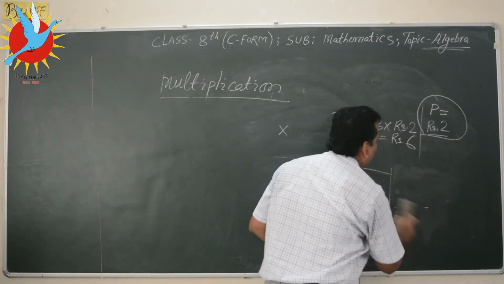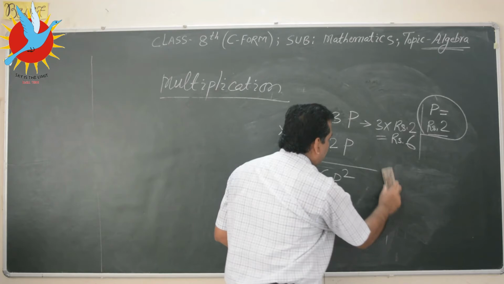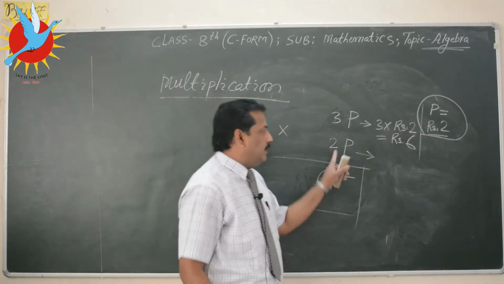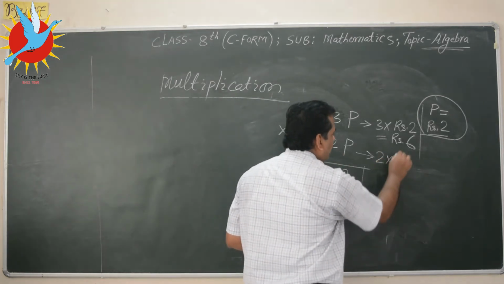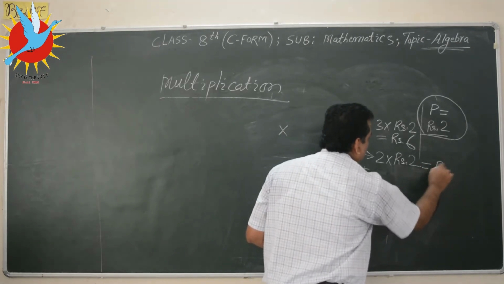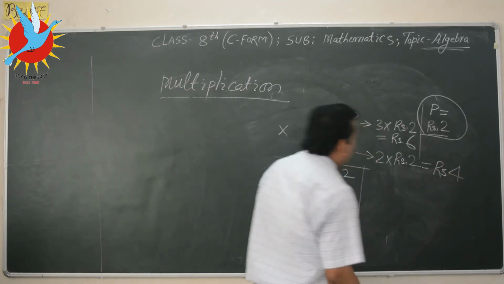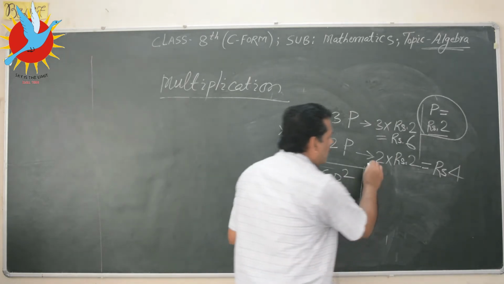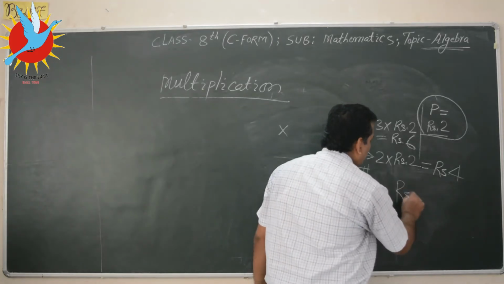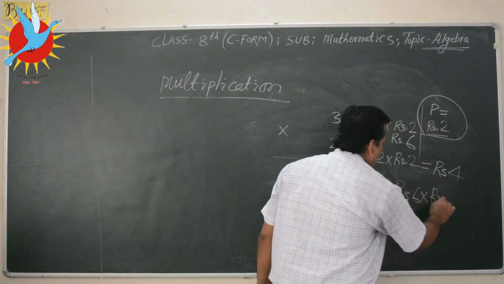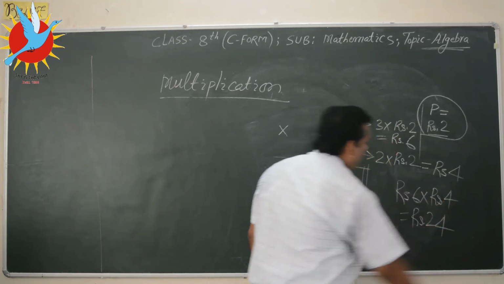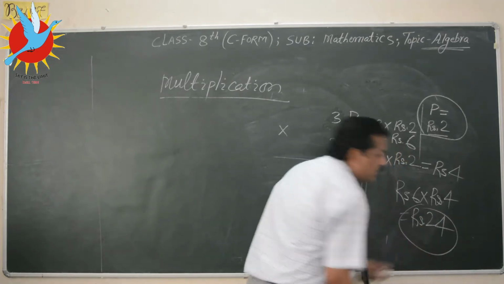I hope you understand this. And what about this figure? This is 2p. Similarly we can analyze 2 multiplied by rupees 2 for p, and this is rupees 4. So now rupees 6 multiplied by rupees 4, 6 fours are rupees 24. So our output is this.